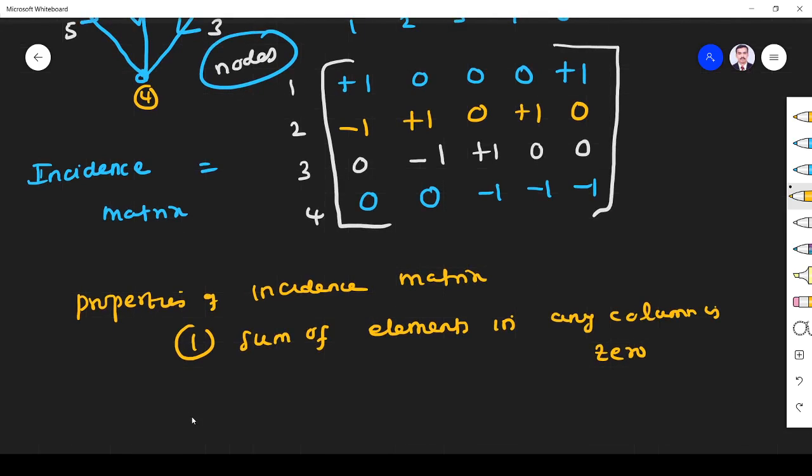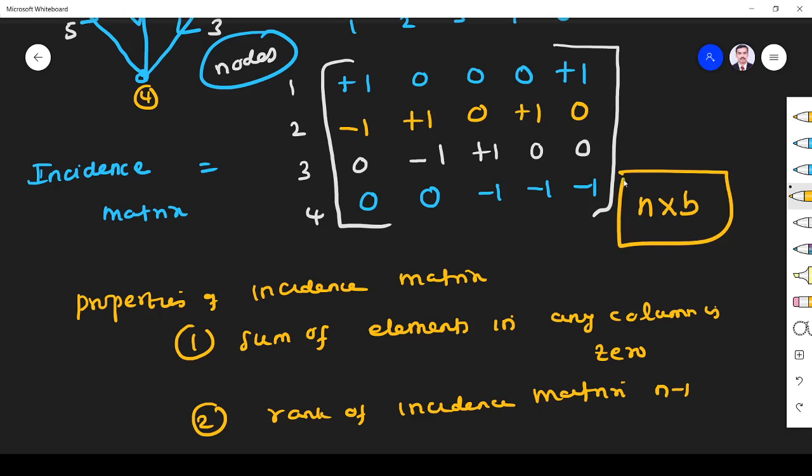Second property is the rank of incidence matrix is n minus 1. We know we have n nodes, right? What are the branches in any graph? B. So this is the order of the incidence matrix.